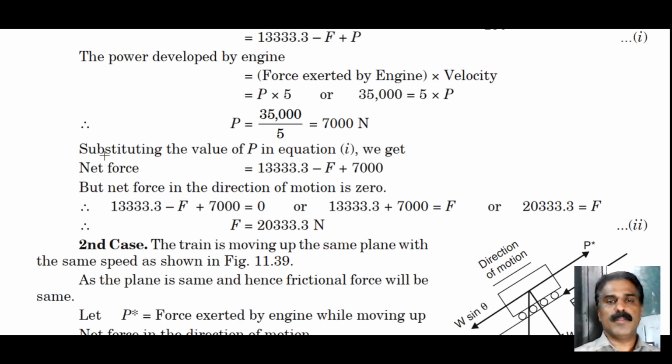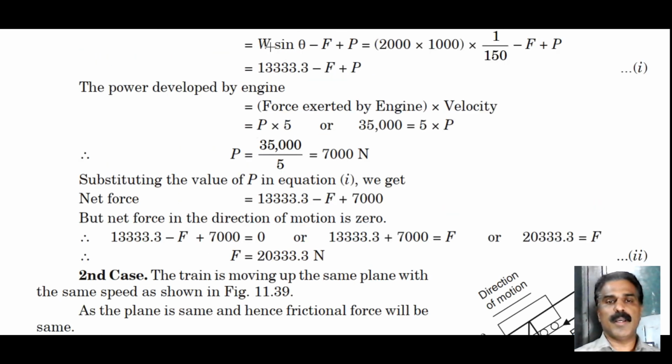Then, we can substitute the values in this here. That is, the net force will be 13,333.3 minus F plus 7,000. That is the net force, sigma F. But we know that the net force is 0.